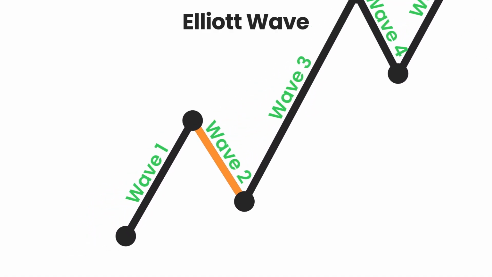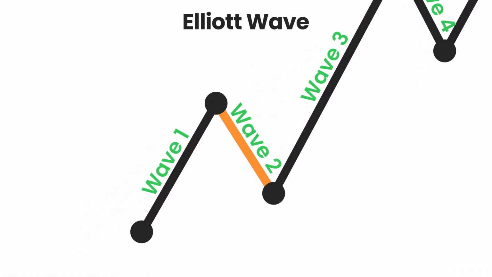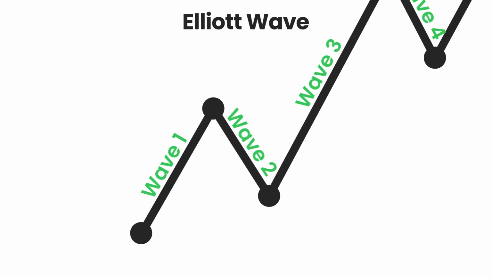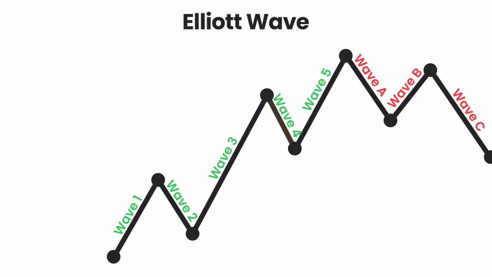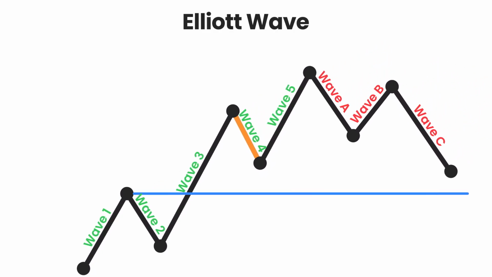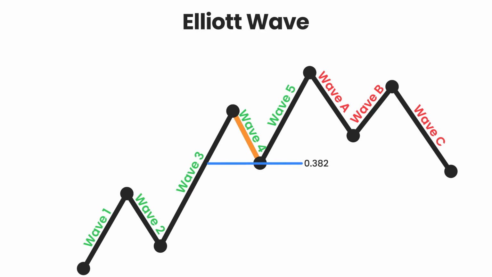First, Wave 2 cannot retrace beyond the starting point of Wave 1, and it often pulls back to around the 0.618 Fibonacci level. Second, Wave 3 can never be the shortest wave among Waves 1, 3, and 5, and in many cases, it is the strongest and longest wave in the sequence. Third, Wave 4 must stay above the top of Wave 1 in a bullish structure, and it often retraces to around the 0.382 Fibonacci level before the trend continues.